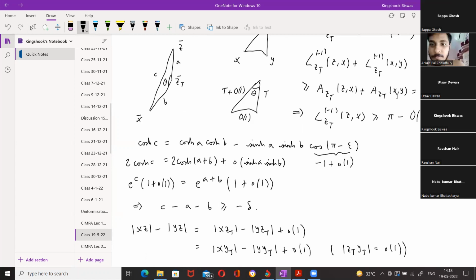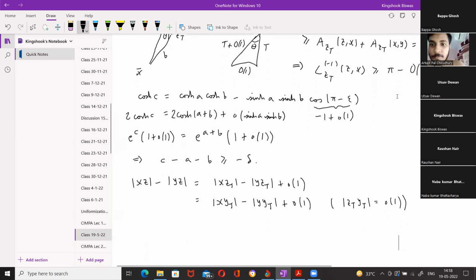And now for t large, this is close to the Busemann function, B(x, y, xi), because this is along a geodesic ray from y to xi, right? So this is equal to the Busemann function plus little o of 1. Is it clear? Okay. Yes, yes. Okay. All right.